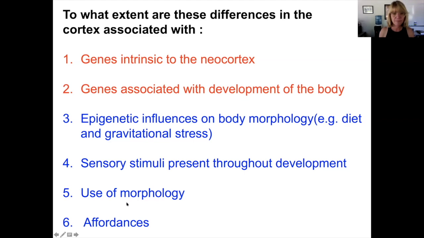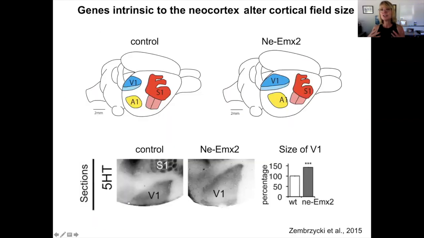in the environment. So we know that genes intrinsic to neocortex alter cortical field size. And this is a study by Zembrzycki. What they did was overexpress a transcription factor called EMX2.